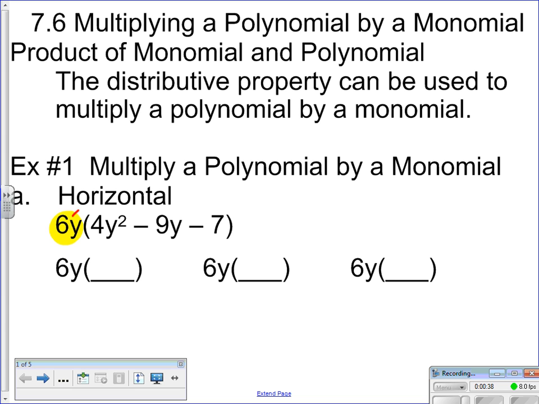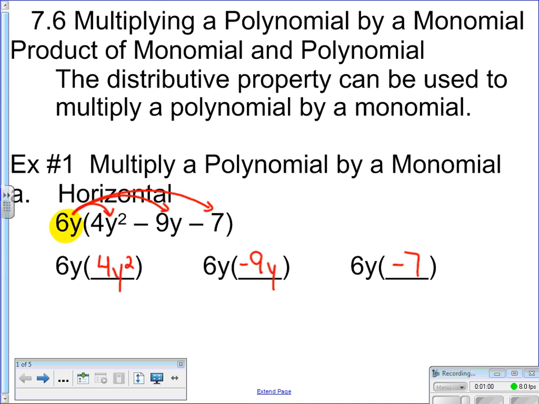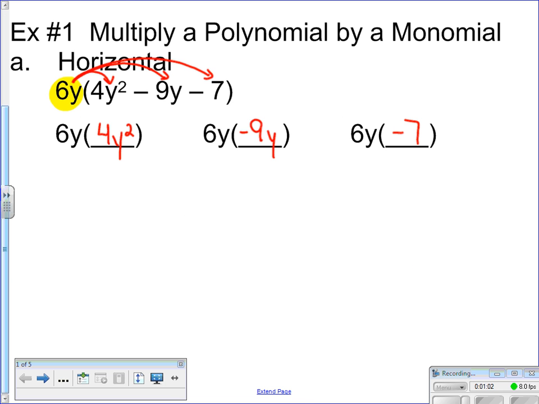So we're going to do 6y first times 4y squared. And then we're going to do 6y times negative 9y. And then we're going to do 6y times negative 7. So all this is the distributive property with more variables. So now let's actually multiply.